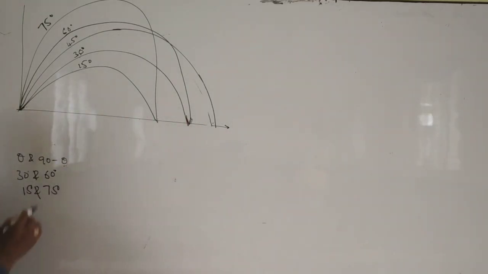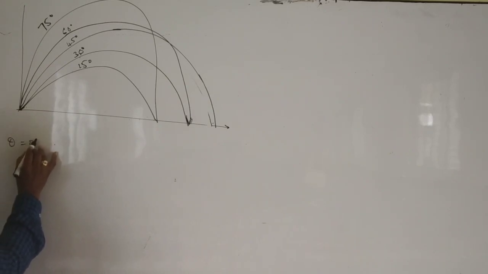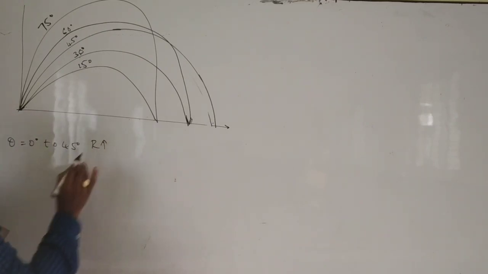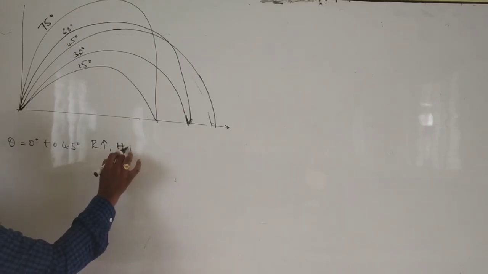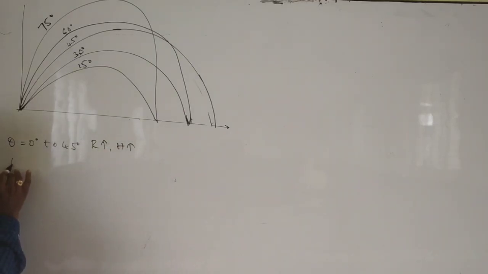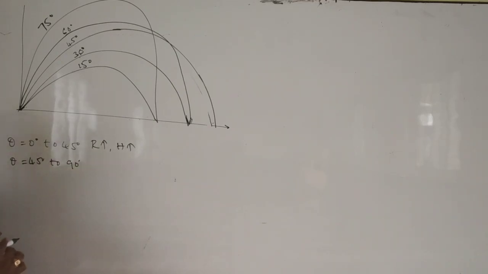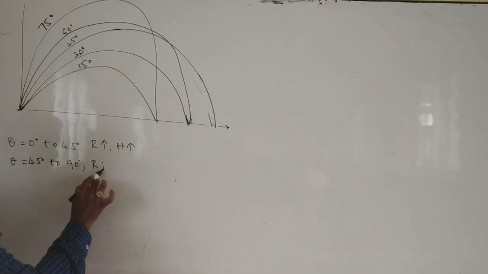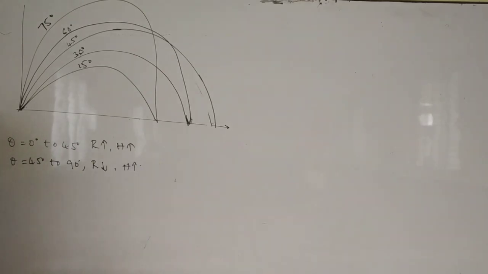45 degrees. That means for theta equal to 0 to 45 degrees, the range increases, and the maximum height also increases. And for theta equal to 45 degrees to 90 degrees, the range decreases, but the maximum height always increases. It's a very important point.